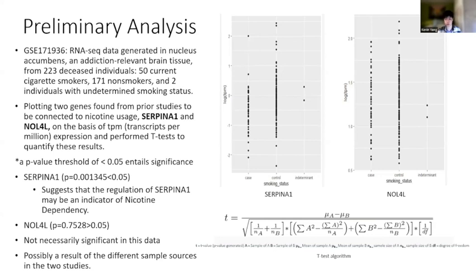One possible reason for this, I believe, is that there's a different tissue between the two studies. The study that this gene was found from used lung tissue, and mine used brain tissue.